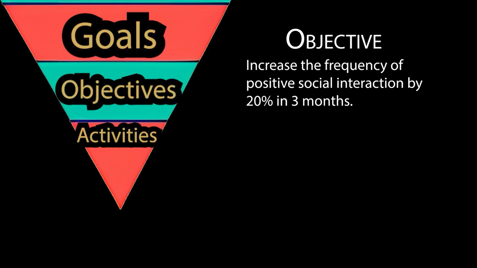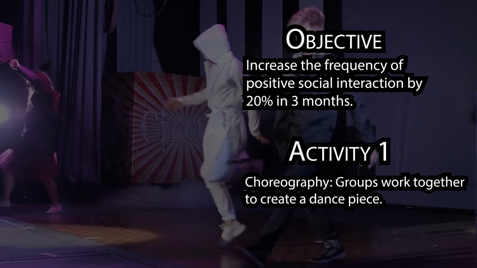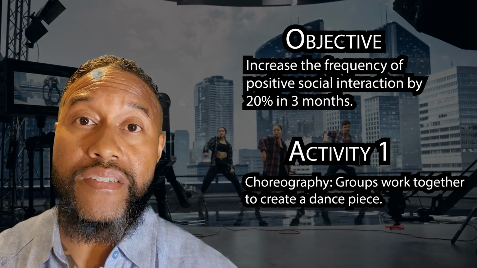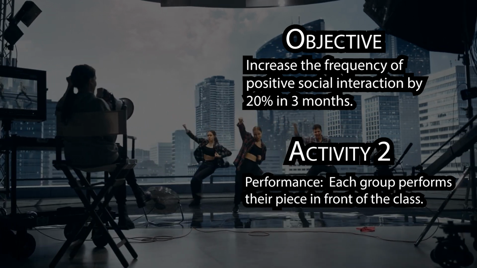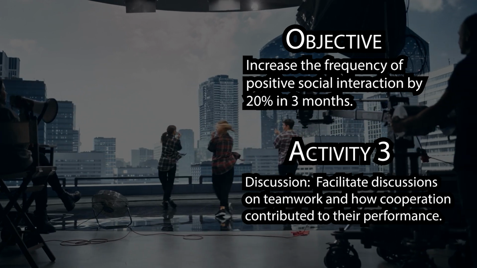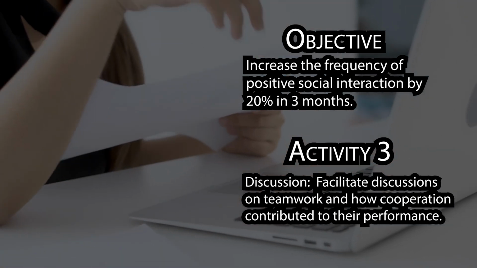For example, if the objective is to increase the frequency of positive social interactions and cooperative behaviors among participants by 20% over a 3-month period, then our activities or our strategies to obtain this could be group choreography. Divide participants into small groups and have each group create a short dance piece. Encourage them to collaborate and make decisions together. Performance. Each group performs their piece in front of the rest of the class. Discussion. Facilitate a discussion on the importance of working together and how cooperation contributed to their performance.